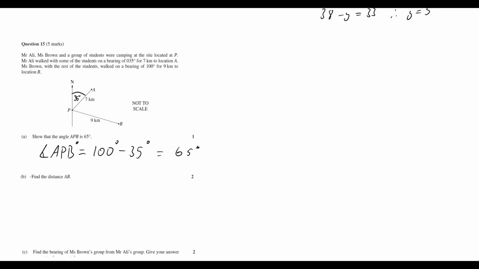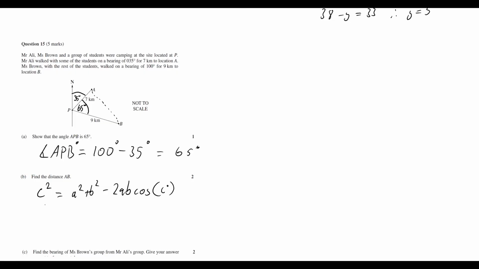So now it asks us for part B, find the distance AB. So let's just quickly draw that in. So that's what we're looking at now. All right, so what we know is that this angle here is 65 degrees. And so what we recognize that we can use here is going to be our cosine rule. So our cosine rule, just as a quick reminder, is c squared equals a squared plus b squared minus 2ab cos of the angle C.